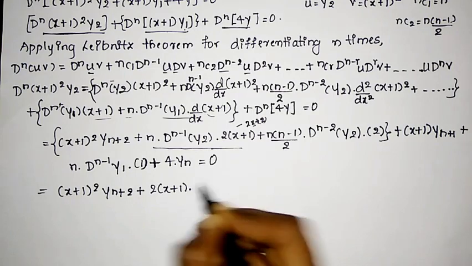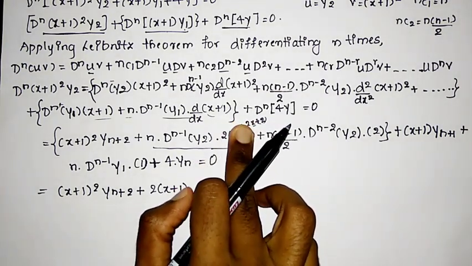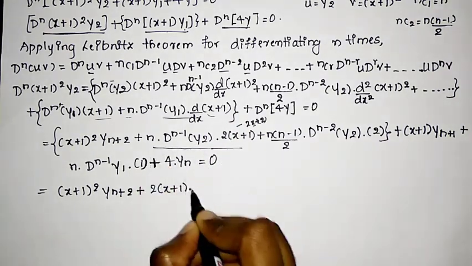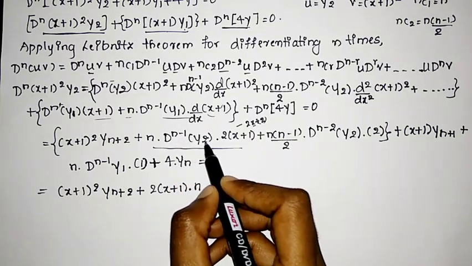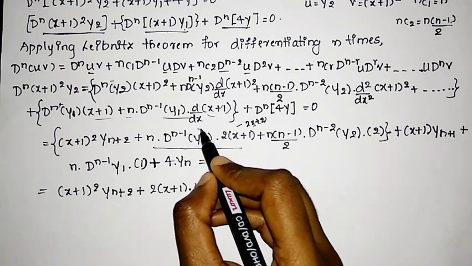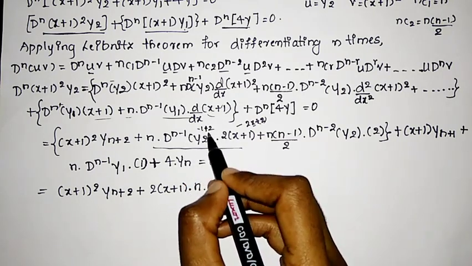2 into x plus 1 into. So you can see that here we have taken this constant term 2 into x plus 1. So then we can observe here that n is there. So here we have n minus 1 and here we have 2. So that is minus 1 plus 2, which is nothing but just 1.